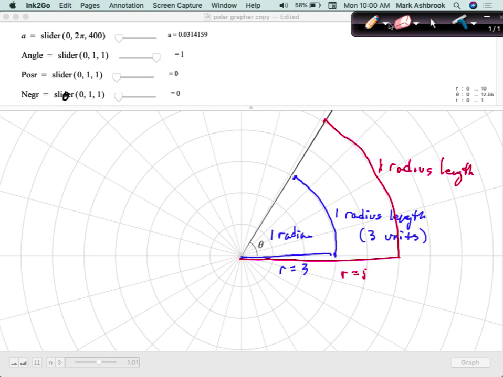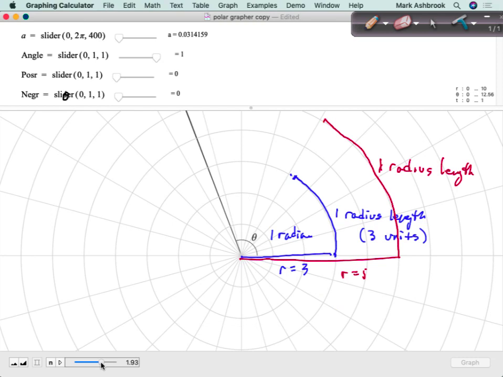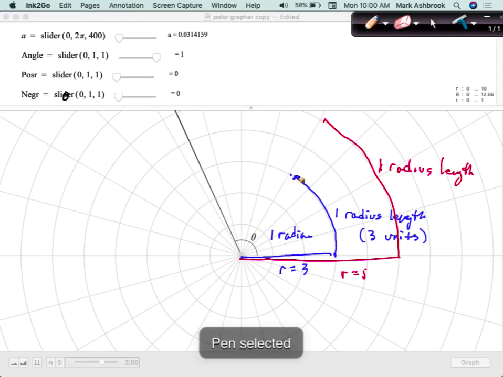So there's 1, and then 2 is somewhere, let's do it. There's 2. So this is 2 radius lengths of arc length. Here was 1, right? Now that's 2. So what's the measure of this angle? 2 radians, because that angle cuts off 2 radius lengths laying on the circle.